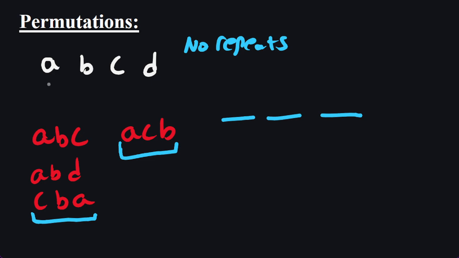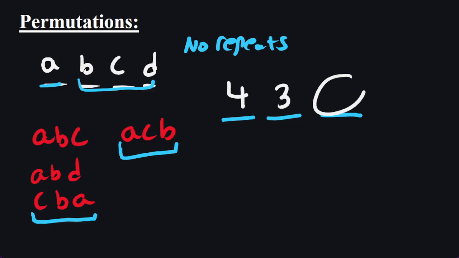Okay, so if we can only use each letter once, no repeats, how many options do we have for the first letter in our 3-letter word? Well, we have 4 options: 1, 2, 3, 4. So let's write that down. And let's say we use one of our 4 options here. What about our second letter? If we chose A, then our only options left are B, C, and D. We only have 3 options left because we have no repeats.